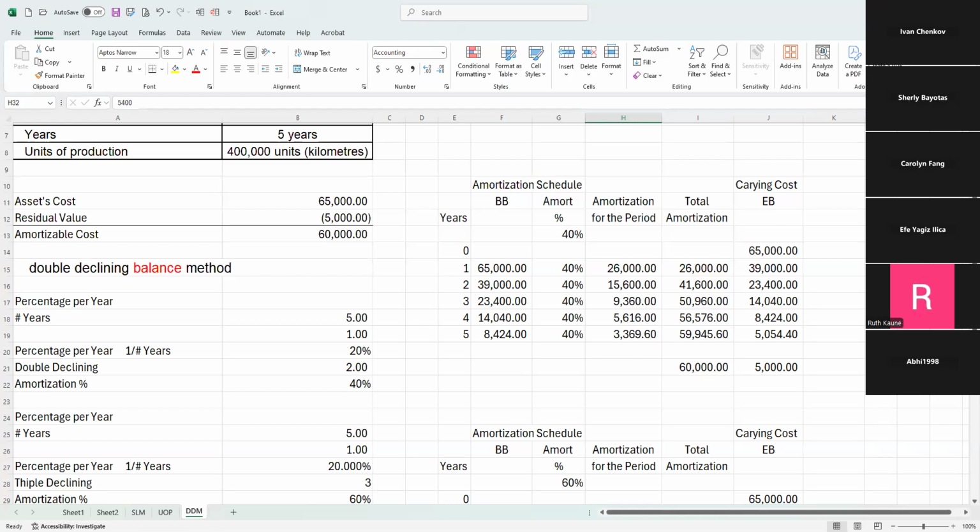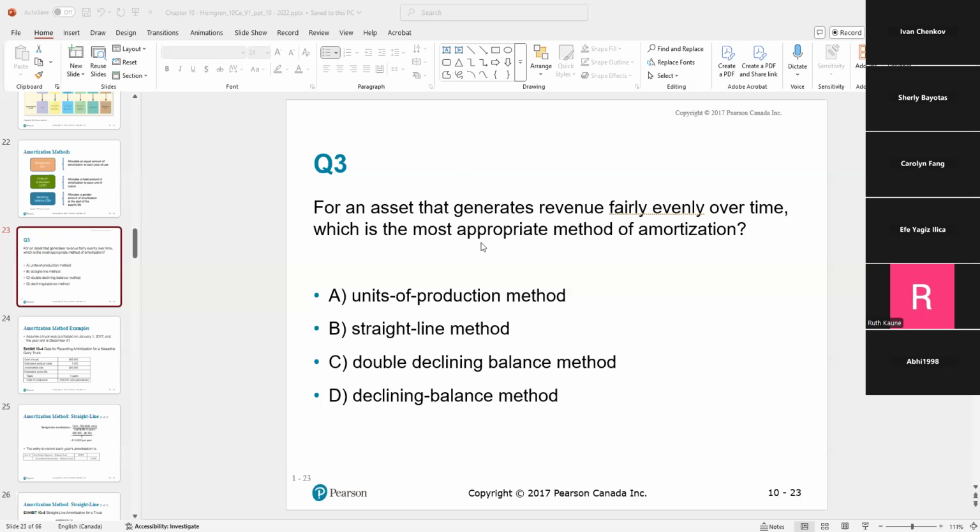So let's go with the slides and quickly cover the slides, and I'm going to let you go for a break. Let's cover this with the calculations. Let me share my screen. Can you guys see my screen?